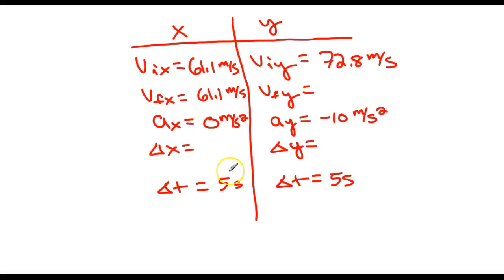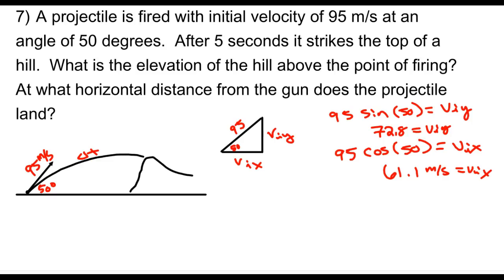So looking at this, I do know delta t, as I was saying a second ago, so I can just say delta t, which is 5 seconds, times how fast I'm going, 61.1 meters per second in the x direction, will give me how far I go in the x direction. So 5 times 61.1 is equal to 305.5. So that's my delta x, and this is in meters. That answers, let's see here, what is the horizontal distance? That's 305.5 meters. That's one answer.